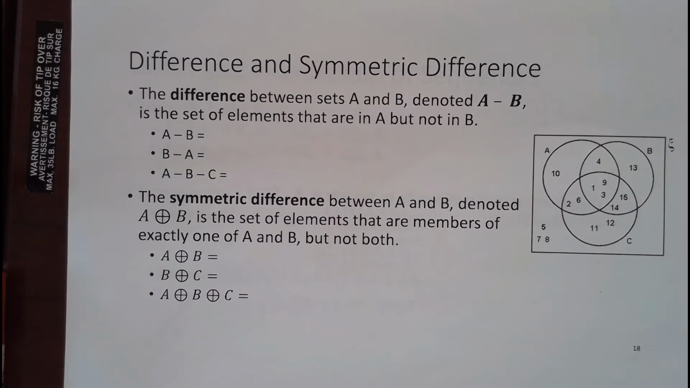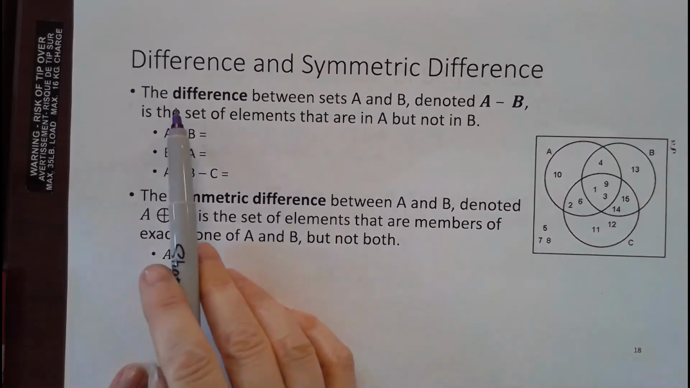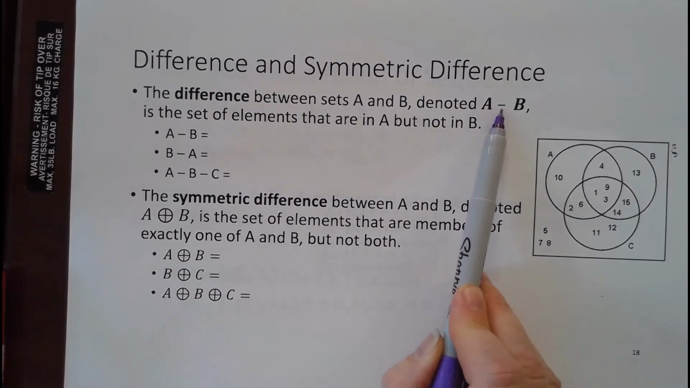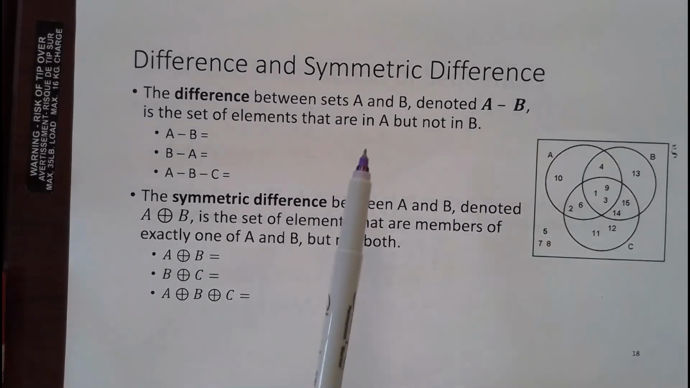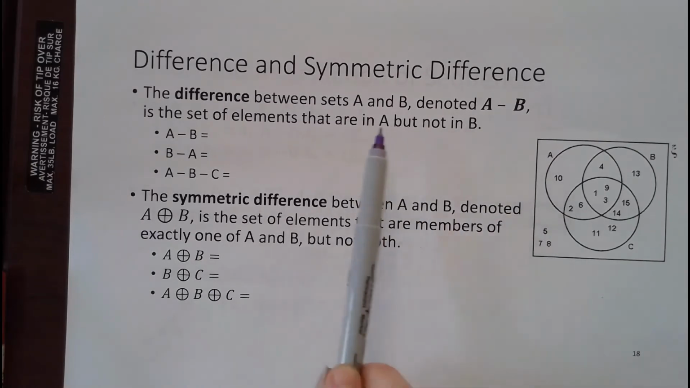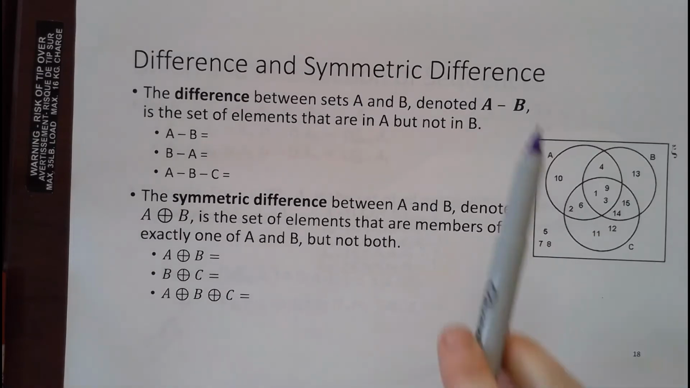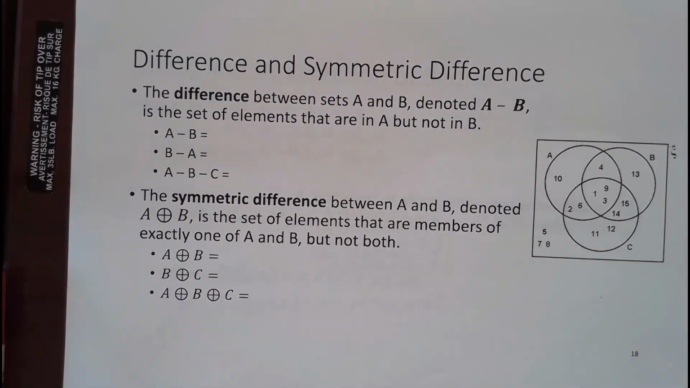Okay, the difference is fairly intuitive, and you'll see that the symmetric difference will make sense to you as well. The difference between two sets A and B, which we write with a minus sign, so it's not like we're changing symbols on you, is the set of all the elements that are in A but not in B. Basically you start with A, and then you take away anything that's in B. Then you're left with the things that are in A but aren't in B. So this kind of minus idea makes sense.